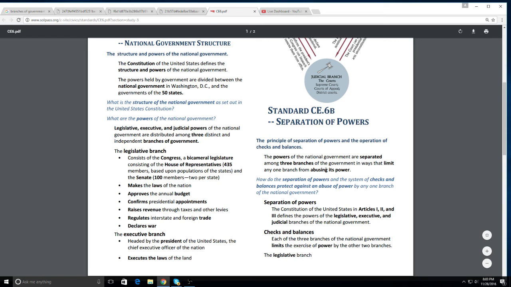So wait, what can executive do to judicial? The executive is the one in charge of appointing judges. A judge can't get the job of being a federal judge without the president appointing them.